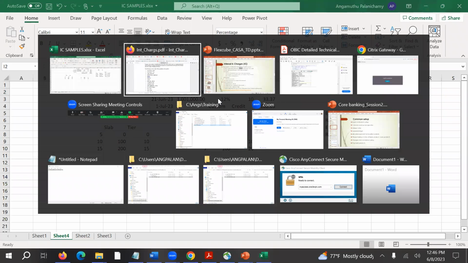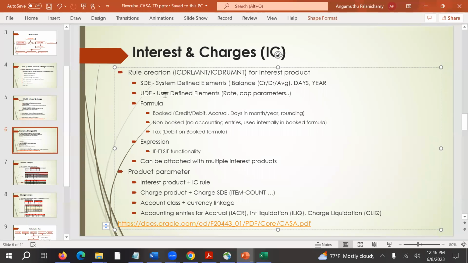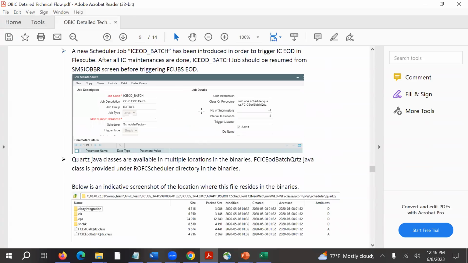So this one comes as a UDE, user defined element. If you look at both, they are variables. For one variable, the value is taken by the system itself; the other is given by the user. And once we define this, let me go to the screen.